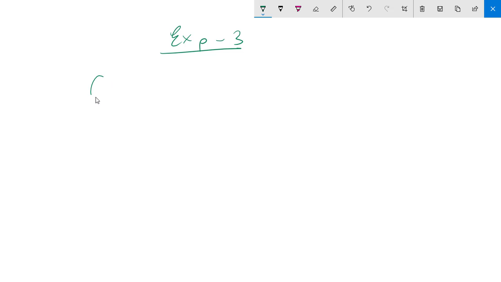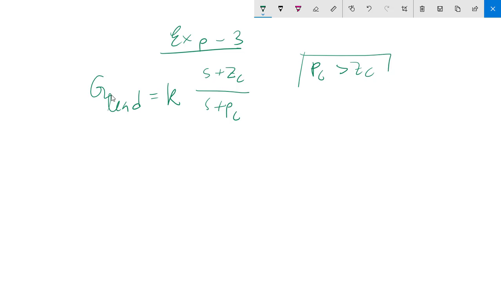For the lead compensator, the transfer function is basically the same: a gain, a zero and a pole. The difference here is this time the pole will be greater than the zero. So we will design or choose this PC and ZC in such a way that the conditions that we are given are met. So let's get to the problem.